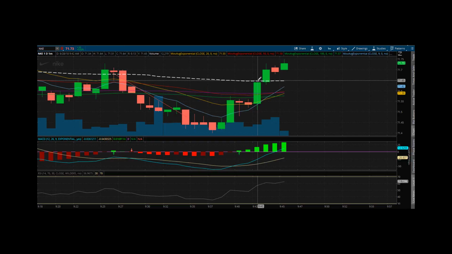So that's pretty much how you use these EMA lines, along with the VWAP, the MACD, and the RSI to trade with.